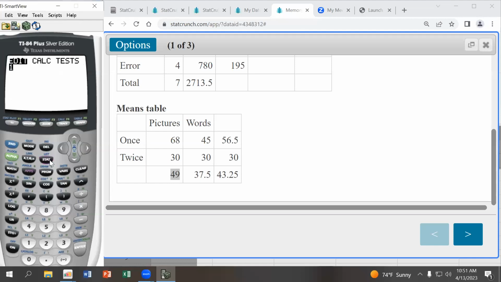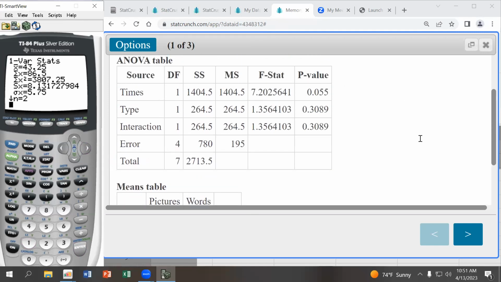We entered those two values into press start, over to calc. One more starts. The row means are in list 1. Ready? Enter. I'm getting a whole bunch of numbers. I'm getting SX. I'm getting 3,807.25.